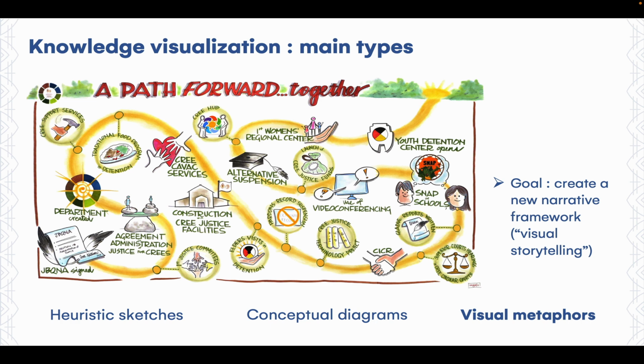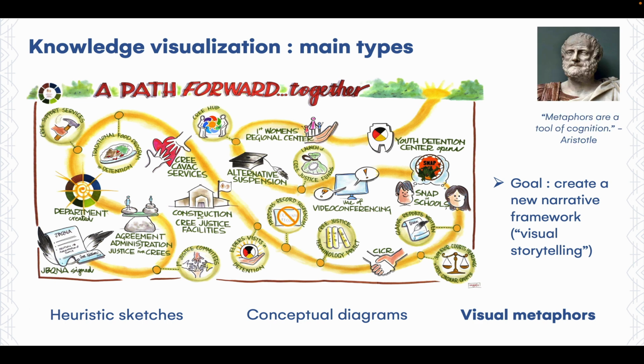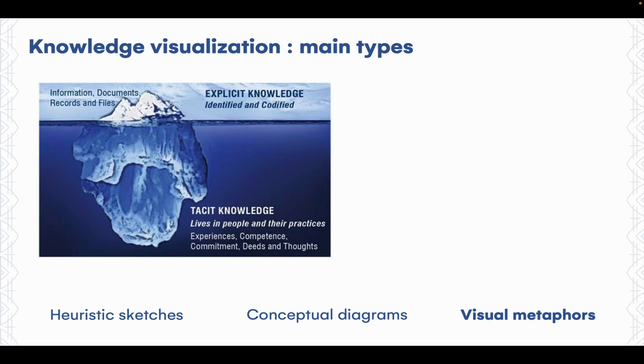So the path is one visual metaphor. Aristotle famously said, what are metaphors useful for? Well, they help us think. They're a tool of cognition. And you can see how taking a complex list of justice entities and turning it into a path helps us remember and think about the information. Another visual metaphor here is the iceberg, which helps us think about explicit knowledge and tacit knowledge, things that we can see, things that are invisible.